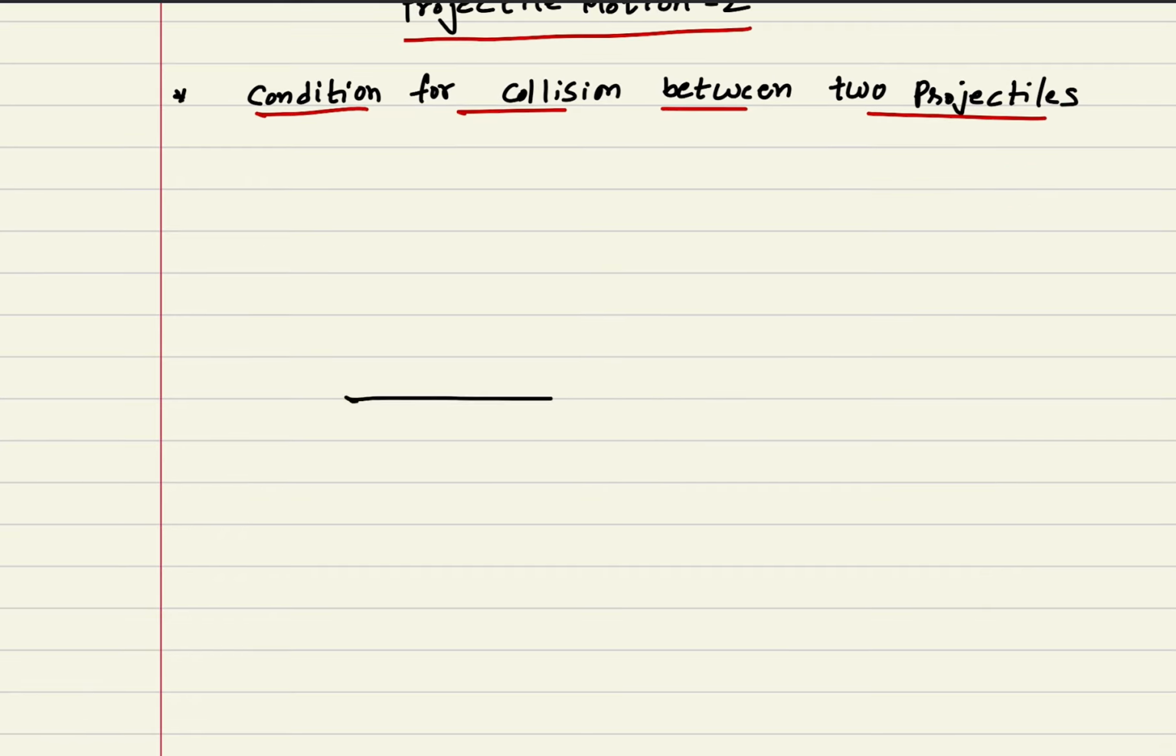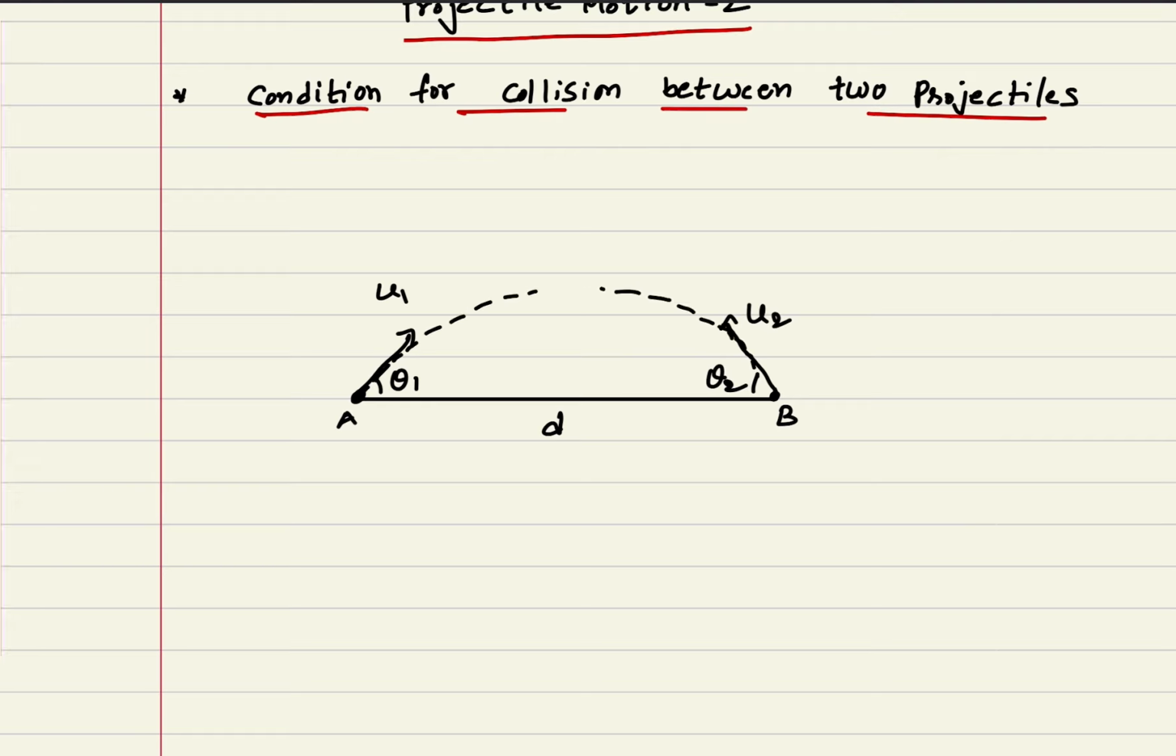Let us consider that there are two projectiles. One projectile is projected with velocity u1, another projectile is projected with velocity u2, and the angles of projection are theta 1 and theta 2. The separation between the two projectiles is d. I am treating the first projectile as starting from A, the second projectile starting from B. Now they are taking a parabolic path, and somewhere they collide.